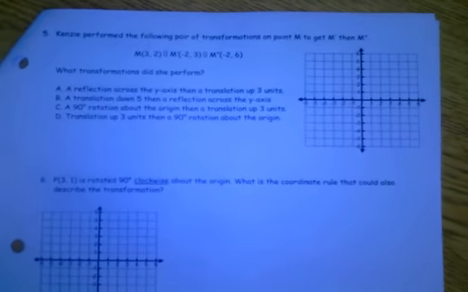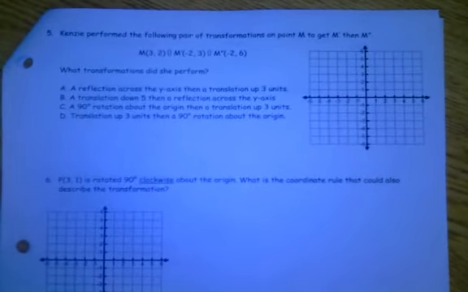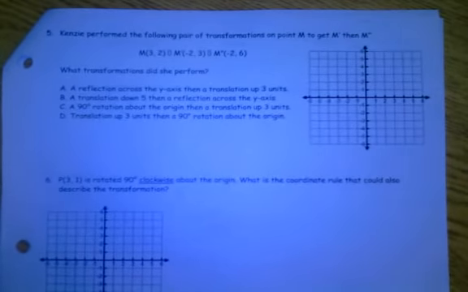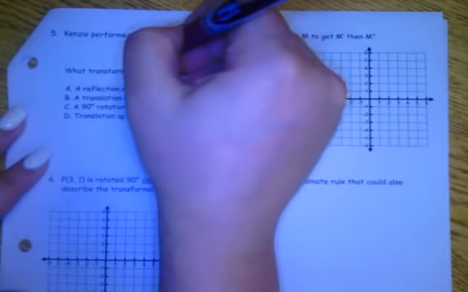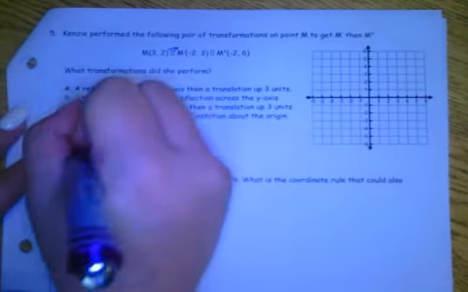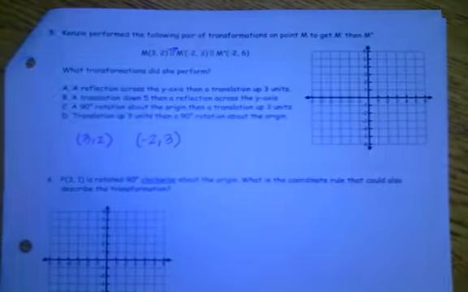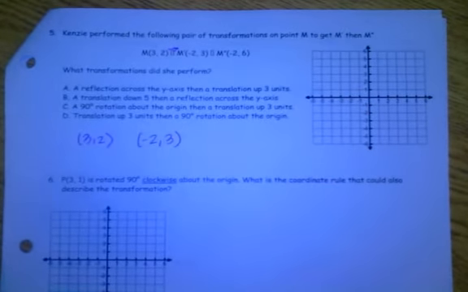One, I would star, circle, underline, highlight, whatever. Kinsey, perform the following pair of transformations on point M to get M prime and then M double prime. What transformations did she perform? Okay, so let's look at M to M prime. We went from 3, 2 to negative 2, 3. I want you to think about that for 30 seconds. What transformation got us from 3, 2 to negative 2, 3?